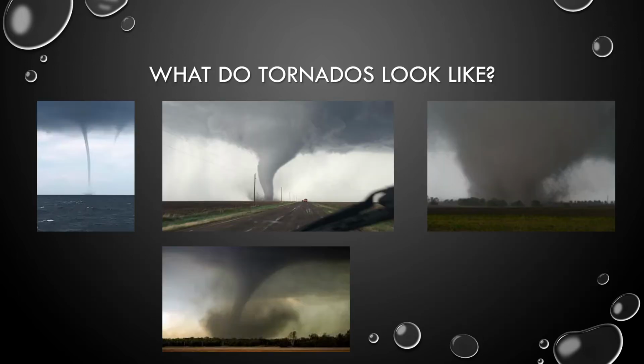So here are some pictures of tornadoes. It's important to know that just because one tornado seems small and skinny, like the one on the left, and one is big and wide, like the one on the right, they all can be destructive. Depending on how fast the tornado is spinning, the small one on the left can actually be just as destructive, if not more destructive, than the big one on the right.